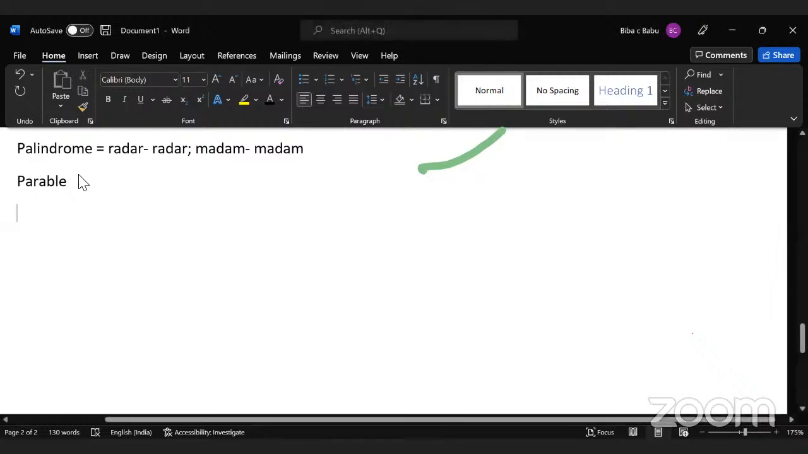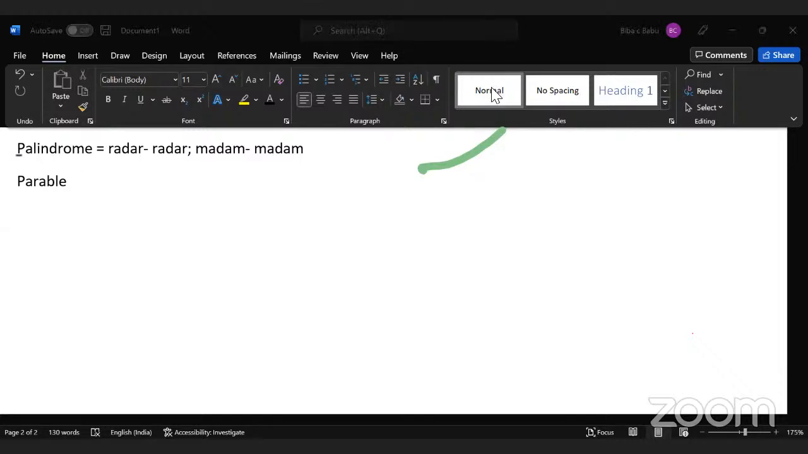So parable is a short story with a moral or spiritual lesson. You will usually find it in religious books. In the Bible, you have the stories of the Good Samaritan and the prodigal son. These are examples of parables. Aesop's fables are parables too. Parables are short stories with morals.